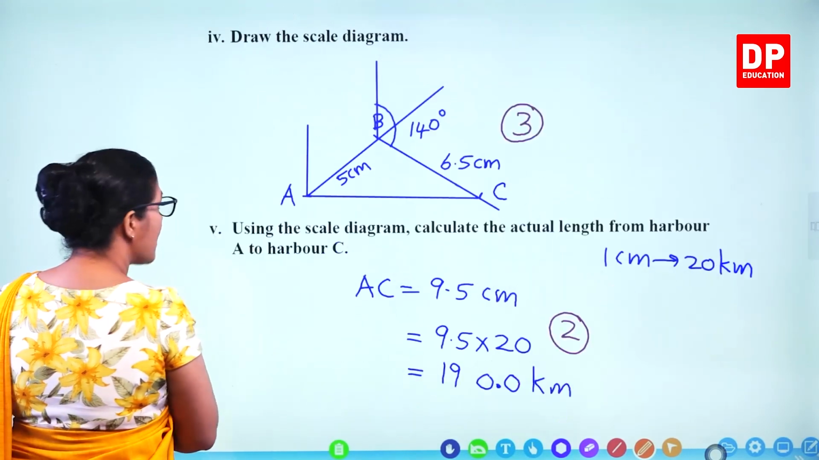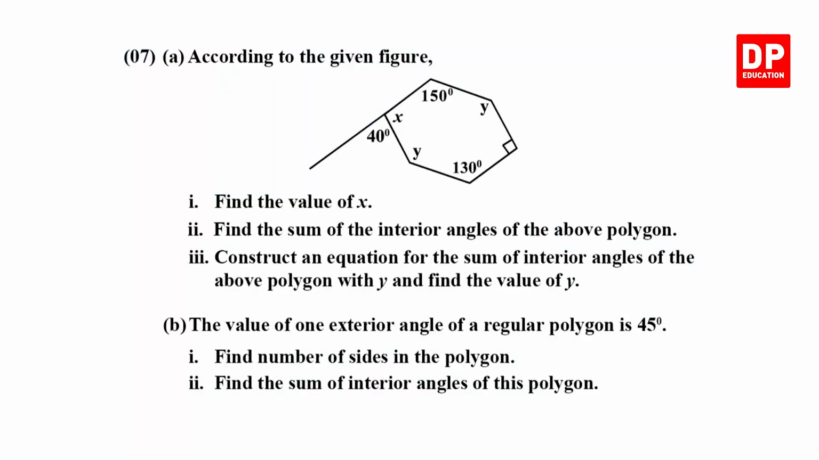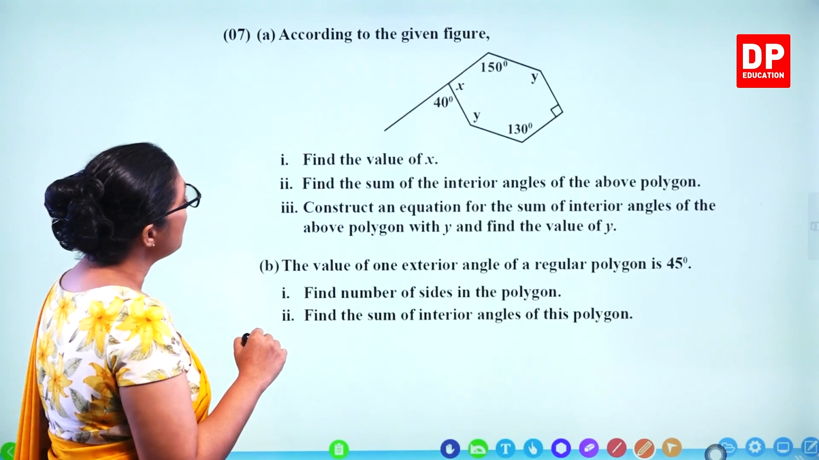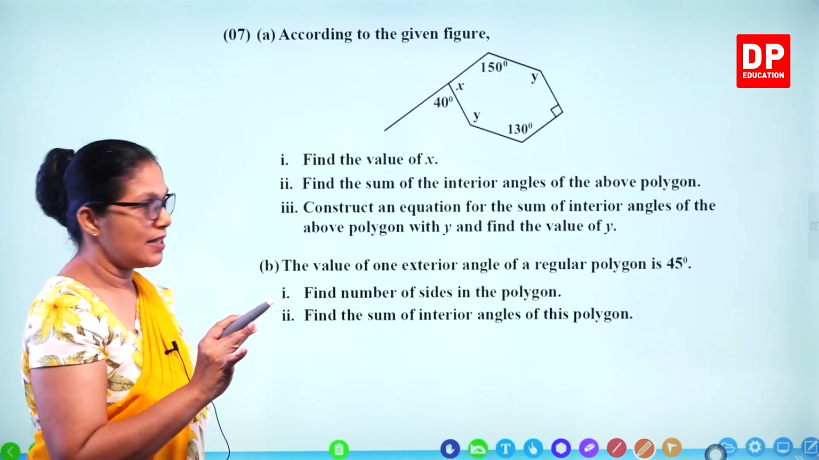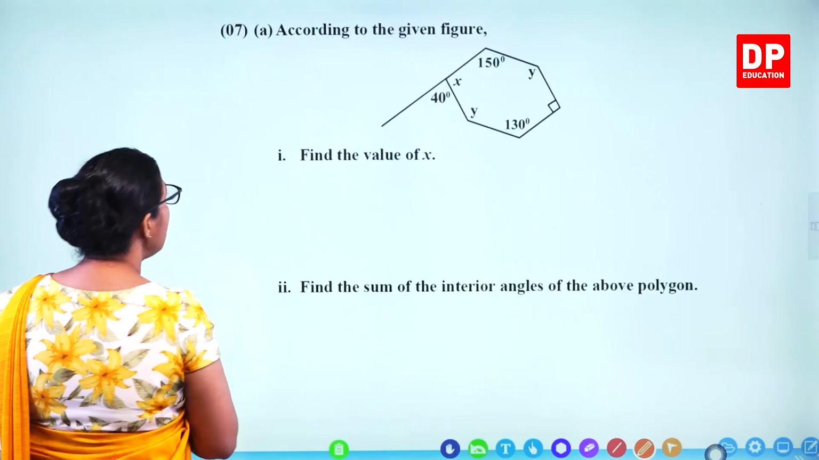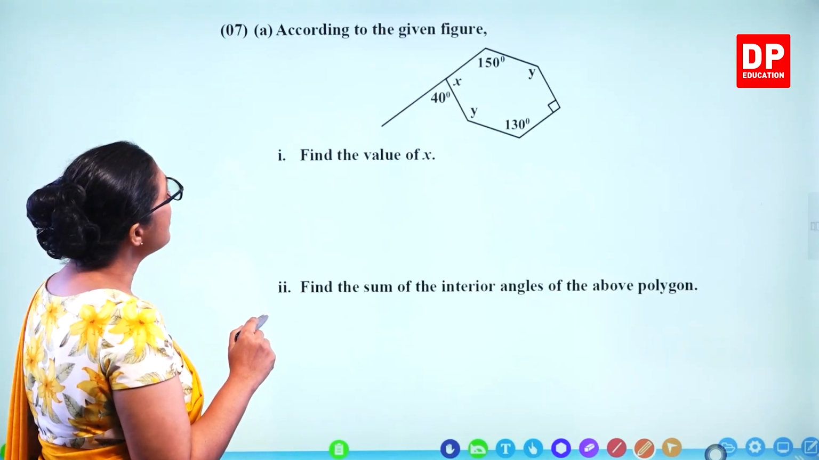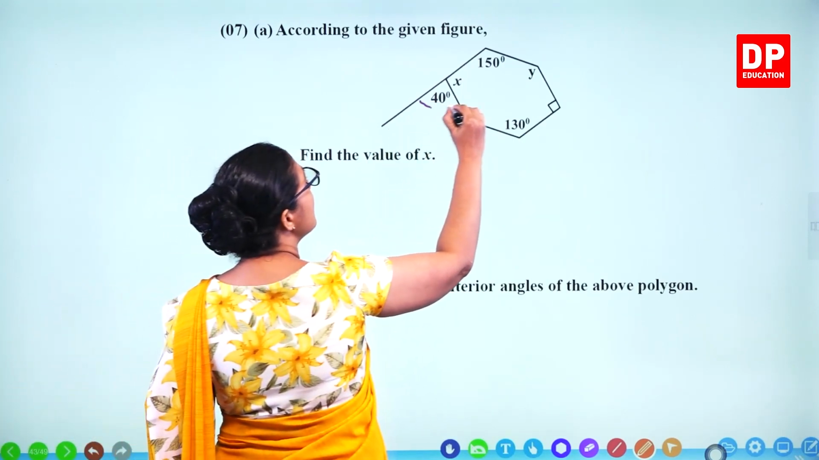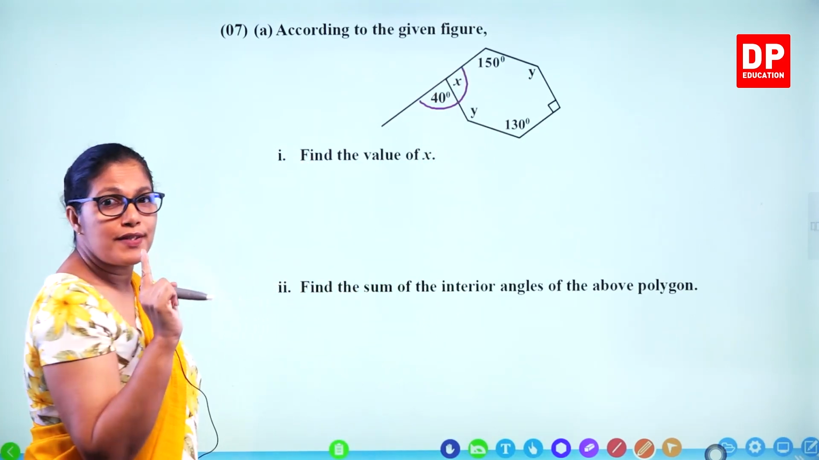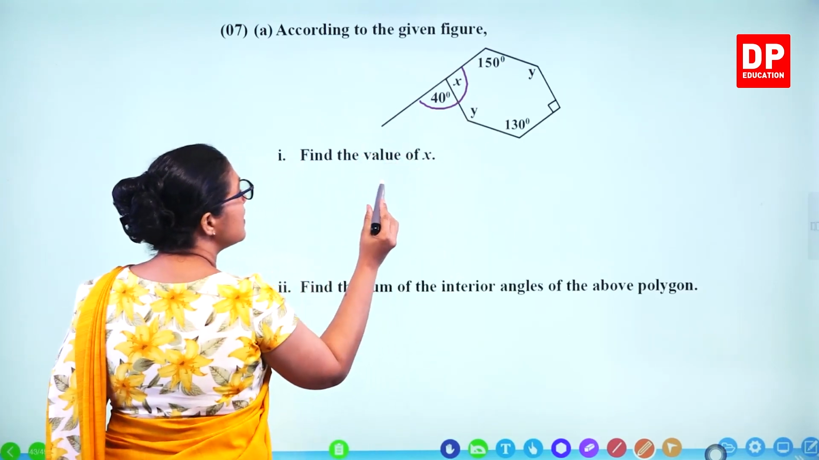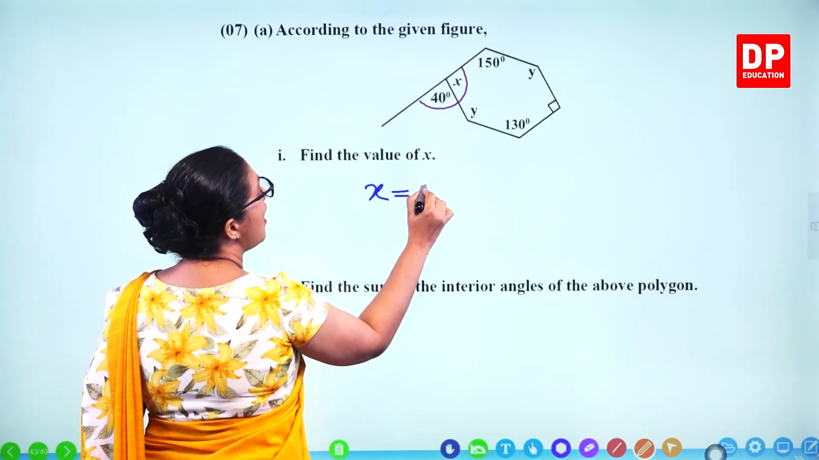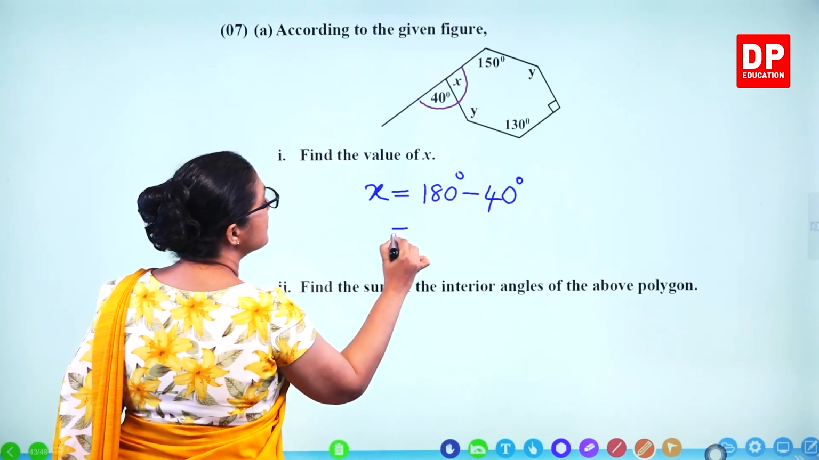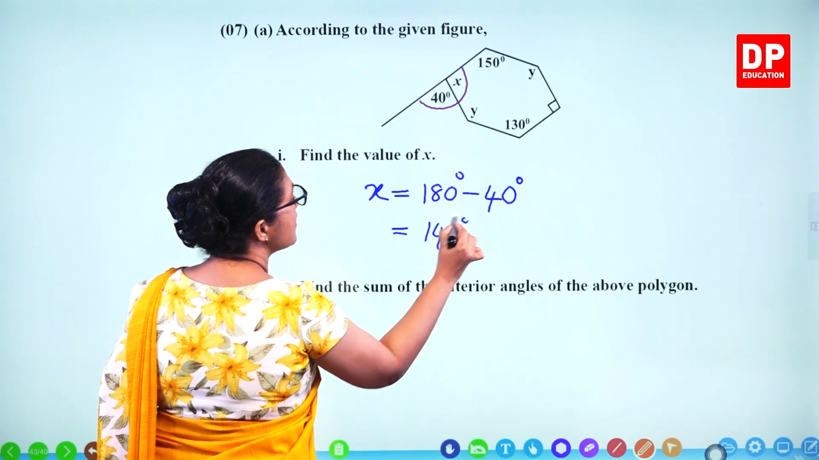Now let's take the last question. 7th question. According to the given figure, find the value of x. So geometry question. So we'll do separately each step. This is easy. Straight away you know this is a straight angle. So x is 180 minus 40. That's a straight angle. So 140 degrees.